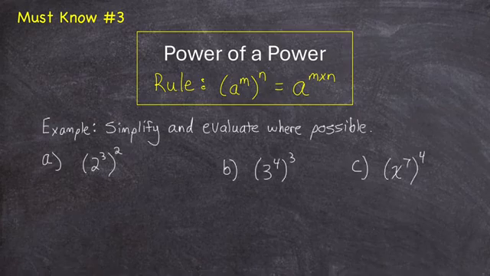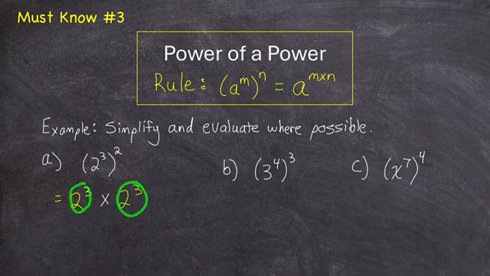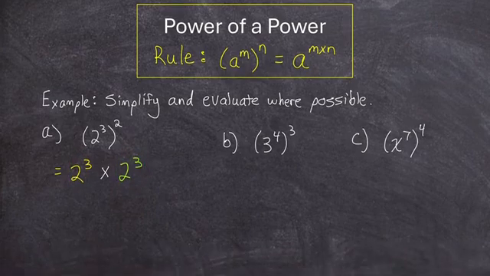In this example, it says simplify and evaluate where possible. So we'll simplify using this power of a power rule, but in part A, let me show you how it works by writing it first in expanded form. Having a 2 cubed squared means that we have 2 factors of 2 cubed being multiplied together. So I could just write this as 2 cubed times another 2 cubed. And then writing each of these in expanded form, each of those means 3 factors of 2 being multiplied together.